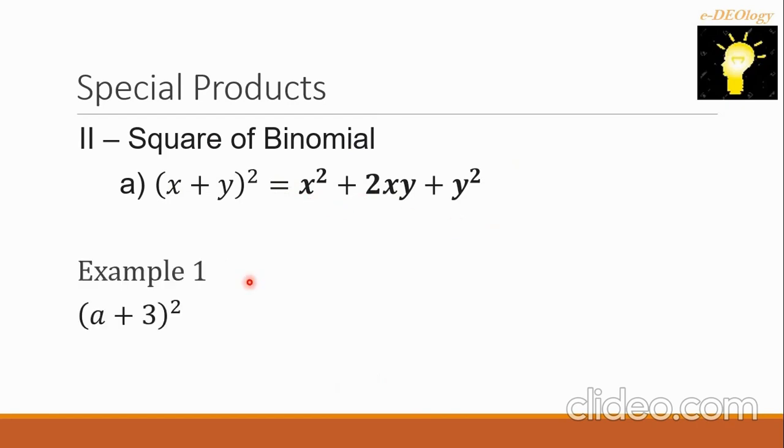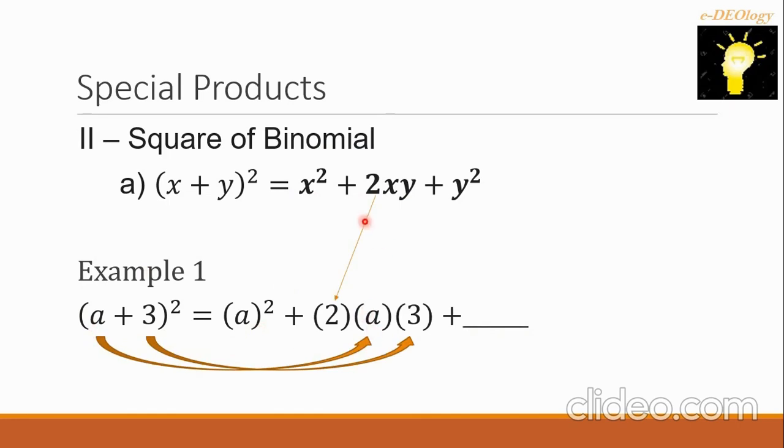So example 1, a plus 3 is raised to 2. So in our answer, we expect three terms represented by these three blanks. So the first is a is squared.